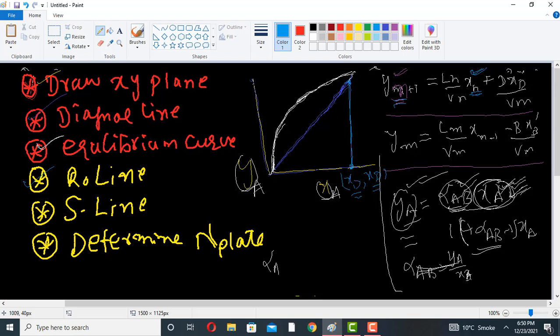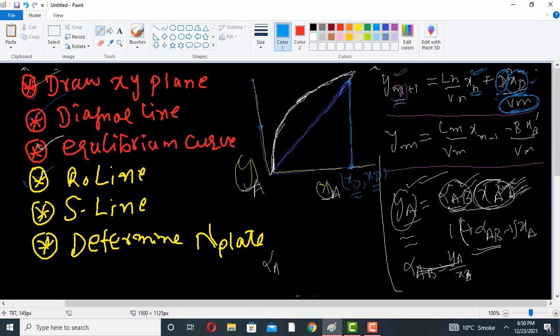So if we know this point and if we know the y-intercept, the y-intercept is nothing but D into xD divided by Vm. If we know the molar flow rate of vapor which is coming from plate M, and if we know the moles of distillate, and if we know the mole fraction of the more volatile component in the distillate, then we will obtain the y-intercept by this relation, D into xD divided by Vm. This is the y-intercept.